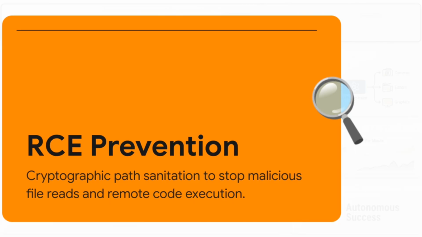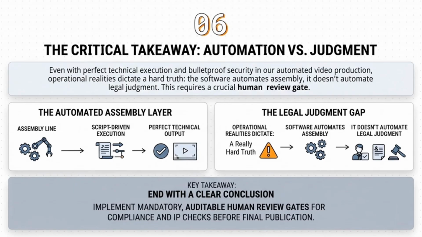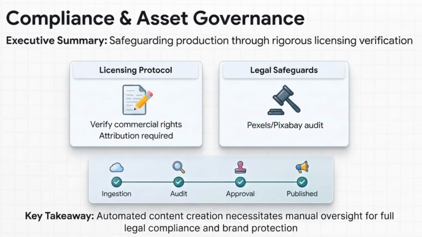But here is perhaps the absolute most important takeaway if you're actually going to use this technology in a production environment. Even if you have perfect technical execution and bulletproof security, operational realities dictate a really hard truth. This software automates assembly. It doesn't automate legal judgment. While the MoneyPrinterTurbo codebase itself is MIT licensed and totally free to use, the stock footage retrieved by its APIs is still bound by its own set of rules.